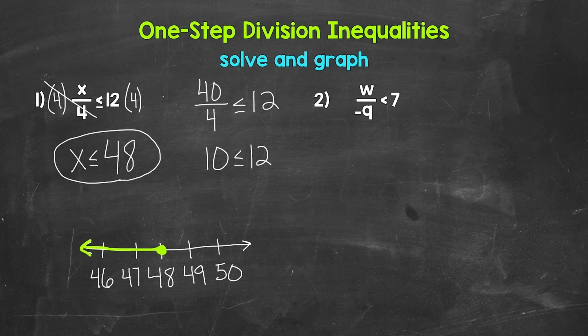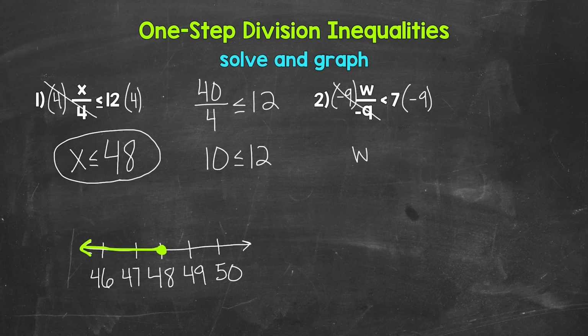Let's move on to number 2, where we have w divided by negative 9 is less than 7. So we need to undo the division here. Let's multiply the left side by negative 9. That means we need to multiply the right side by negative 9 as well. Now remember, when we multiply or divide both sides of an inequality by a negative, the inequality symbol flips. It changes direction. So on the left, these negative 9's cancel each other out.